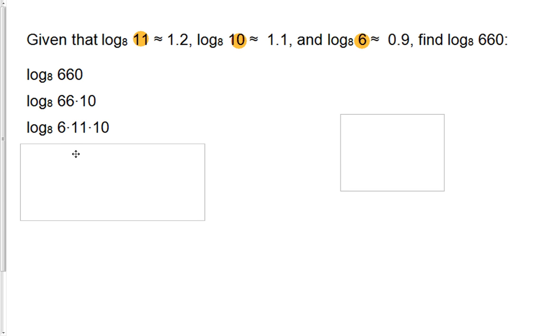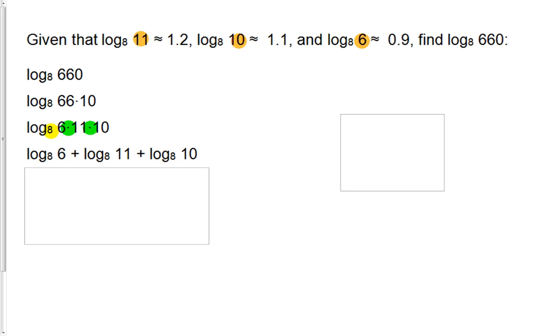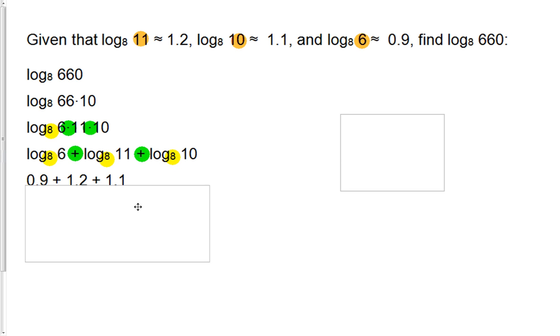All I need to do now is use the addition of logs property, the inverse of that, to split this up. So I have my log base 8, and I have a couple multiplication signs that are going to become a couple addition signs. We split it up here. That first term, we have log base 8 of 6 plus log base 8 of 11 plus log base 8 of 10. Again, the plus signs in here are from where we were multiplying. And now, since we're given all of these logs, or at least approximate values of these, we take those numbers, substitute them in, add them up, and we're going to get approximately 3.2 as the solution to the log base 8 of 660.